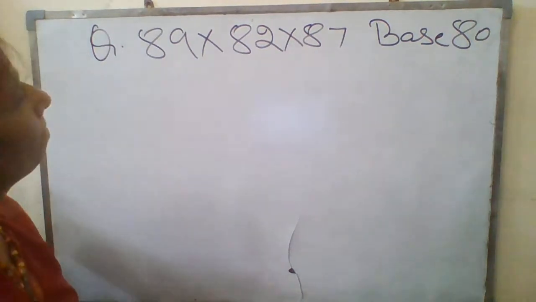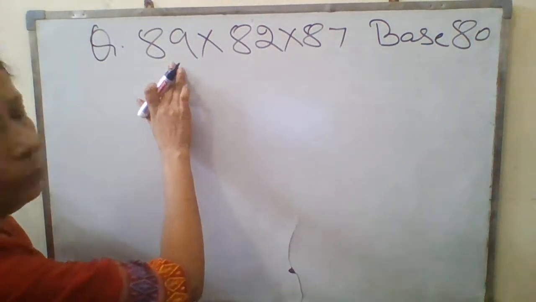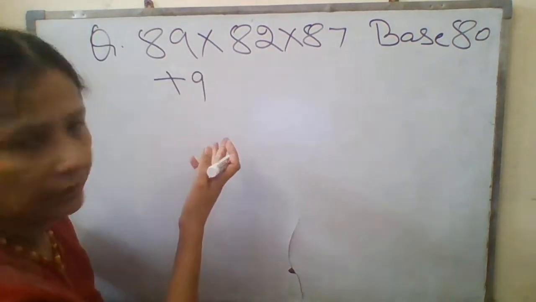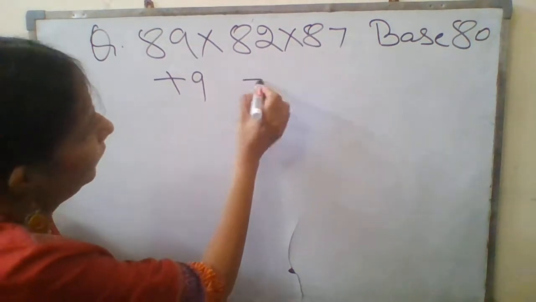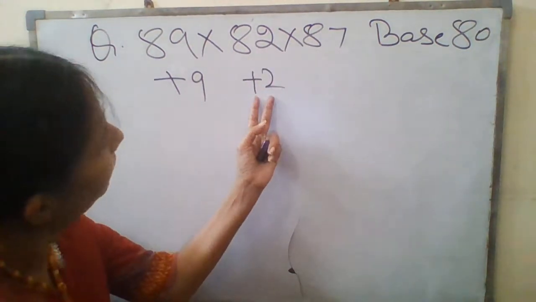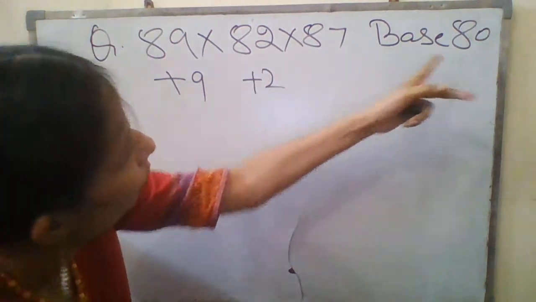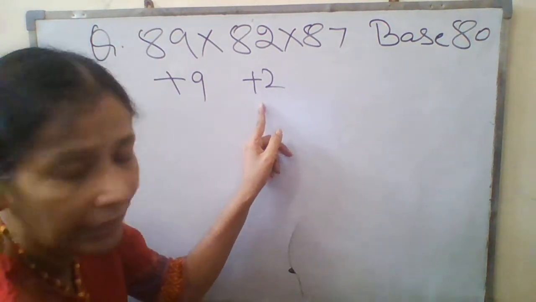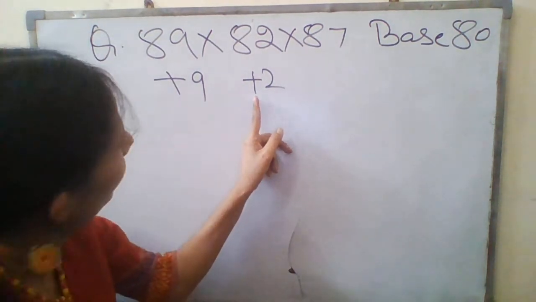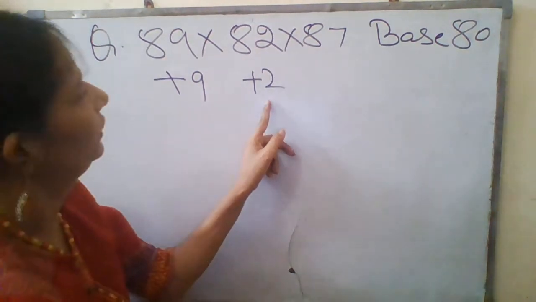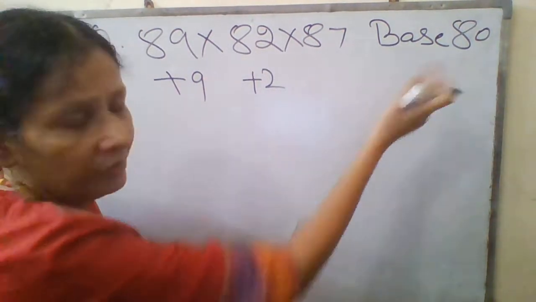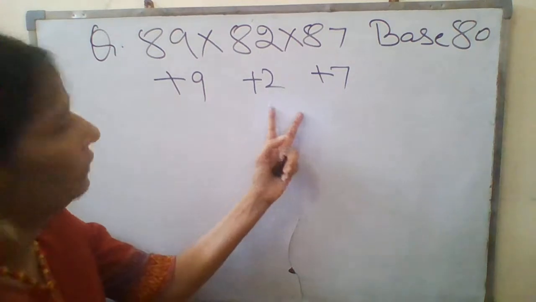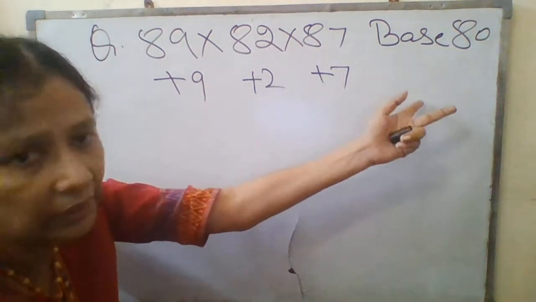Now you look at this 89. How much is this 89 more than 80? This is plus 9. Now here 82, plus 2. Why have I written plus 2 here? Because this is 2 more than 80, and I have to put the sign positive, because this is more, so I have written the positive sign. Now 87 is 7 more than 80, so plus 7. I have written all the signs of addition here because these numbers are more than 80.